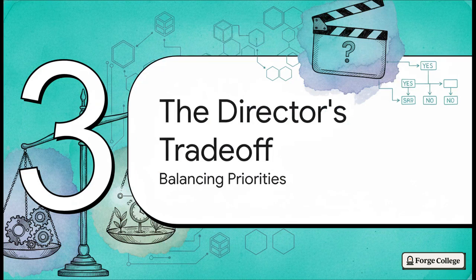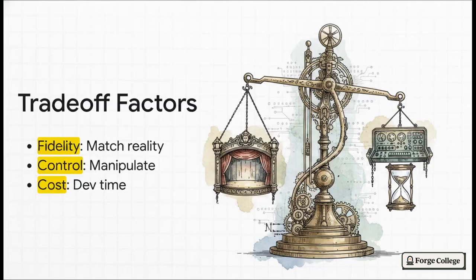Now, you might be sitting there wondering, well, why not just use the most realistic testnet all the time? And that's a fair question. But as a developer, you always have to balance your priorities. You are constantly juggling these 3 constraints: fidelity, control, and cost. Fidelity is how realistic the environment is. Control is how easily you can reset or manipulate things deterministically. And cost? That's the developer time and the maintenance burden required.